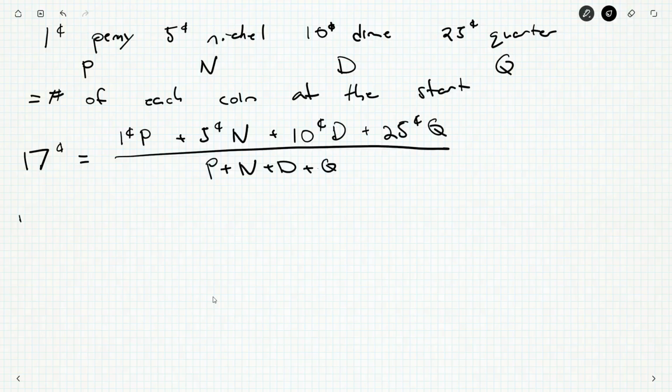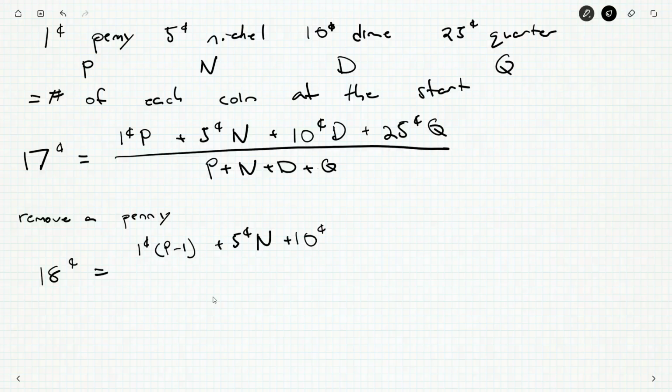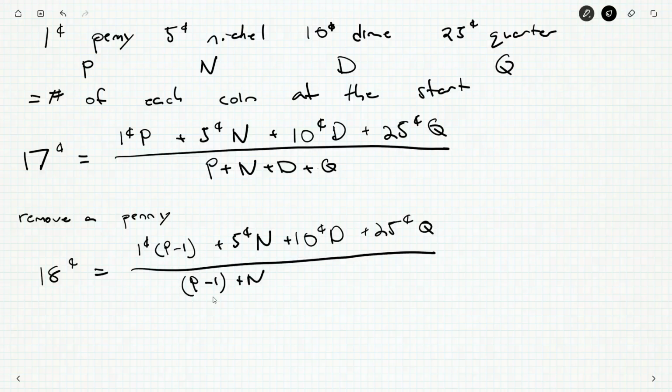And then we remove 1 penny. And suddenly our average becomes 18 cents. How many pennies do we have? We have 1 less penny. Still have the same number of nickels, the same number of dimes, and the same number of quarters. And how many coins are we averaging? Well, 1 less penny, but the same number of nickels, dimes, and quarters. So these expressions are very similar to one another.